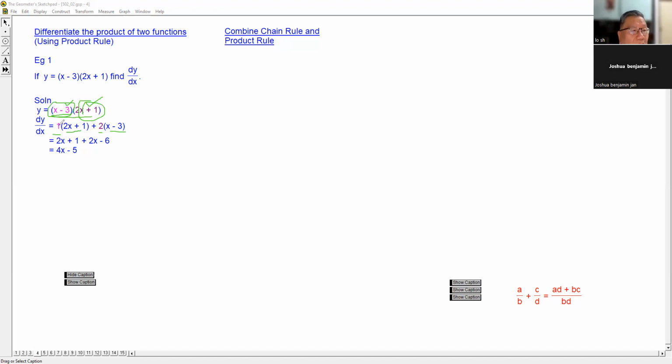So I multiply out: 1 times 2x, 2x. 1 times 1, 1. 2 times x, 2x. 2 times 3, minus 6. Then you add them up. So this is the answer: 4x minus 5.